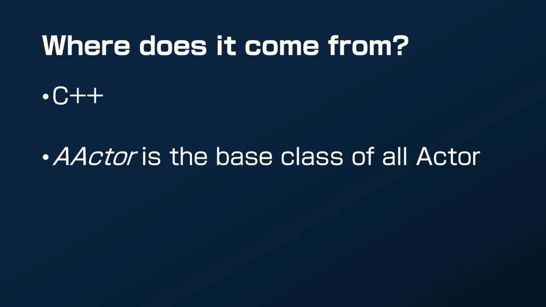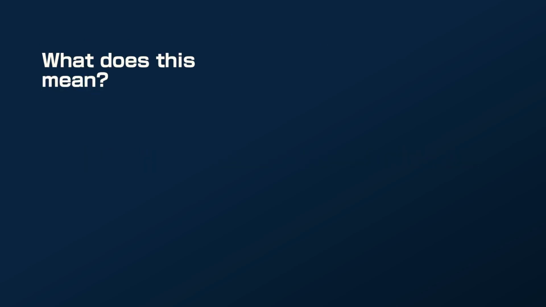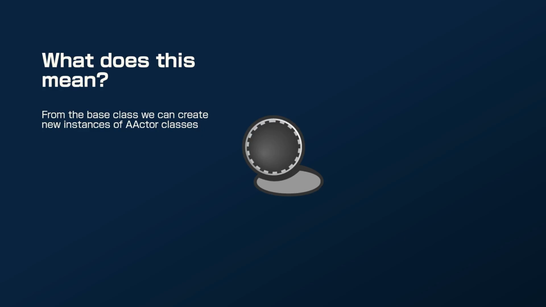What does it mean? That every actor that we create later on in the engine, in the Unreal editor, will be deriving some information from this base class and will inherit all the properties defined inside of it and all the functionality that is also inside of it. From the base class, we can create new instances of AActor classes. Creating an instance means that I'm actually spawning it in my level. I'm making it appear in the level.